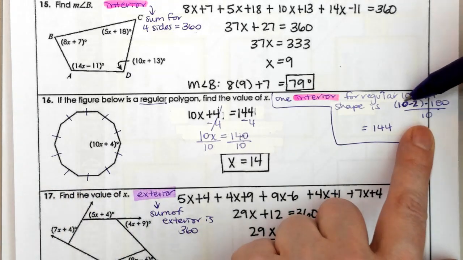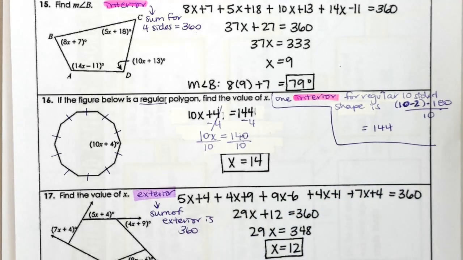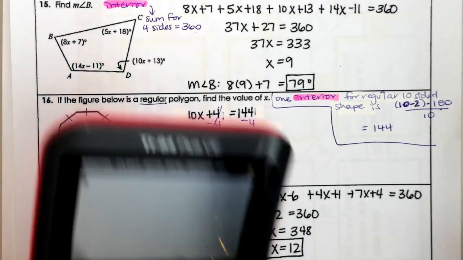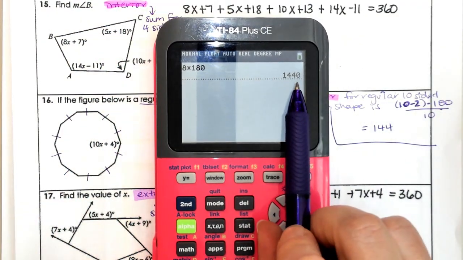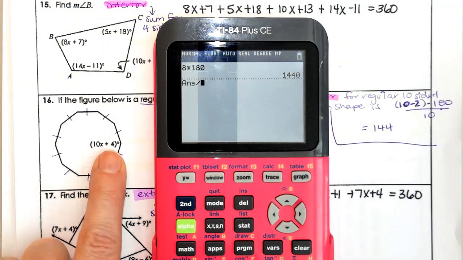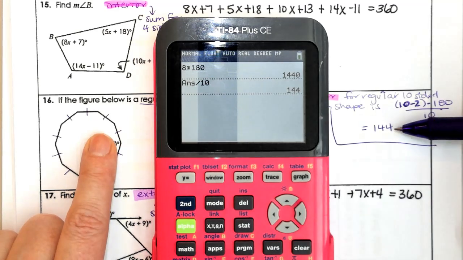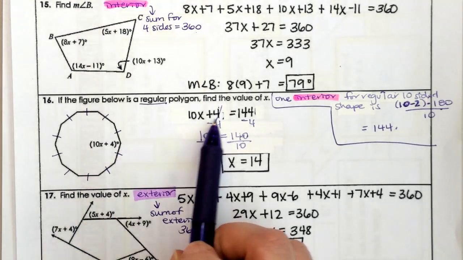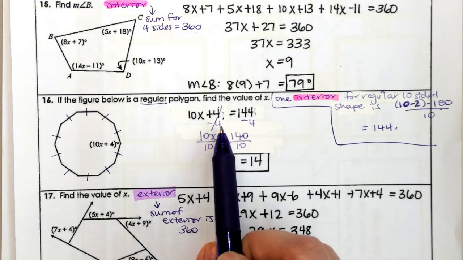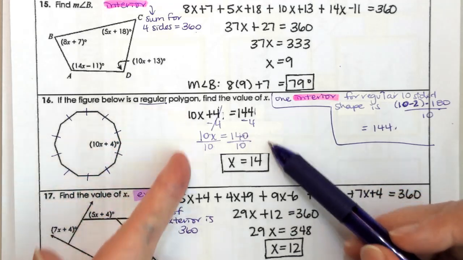So I did 10 minus 2 to figure out how many triangles fit into that shape. I multiplied by 180. So 10 minus 2 would be 8. So 8 times 180. So that's the sum of all of them together. But then, since this is a regular shape, I want to find just one of these angles. So I would divide by the fact that there are 10 angles. So one of the interior angles is going to be 144. So I know that one of these angles is going to equal 144, and then I just solve it like a normal equation. So the geometry part is getting comfortable with using these different formulas, but once you set up your equation, you're just using your Algebra 1 skills.